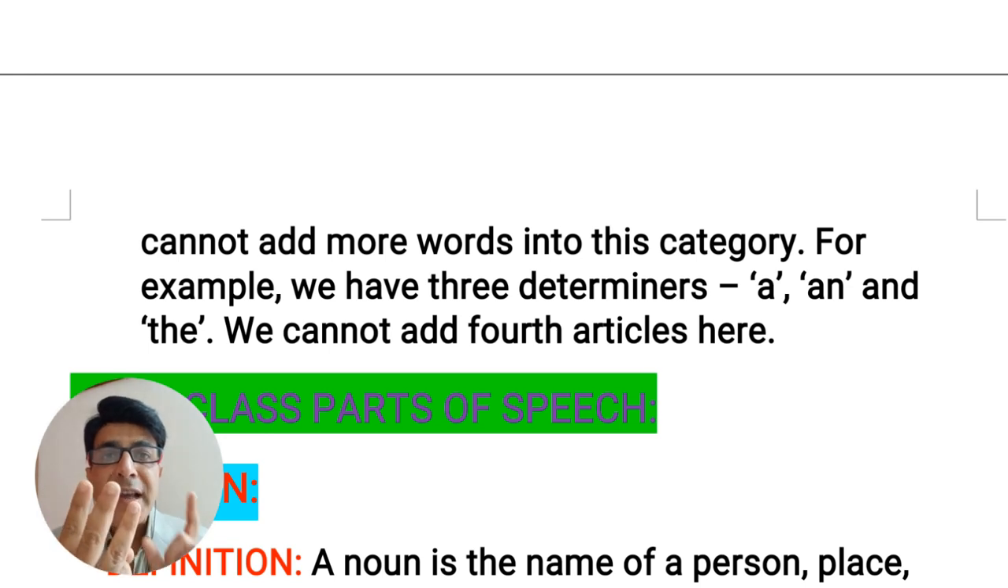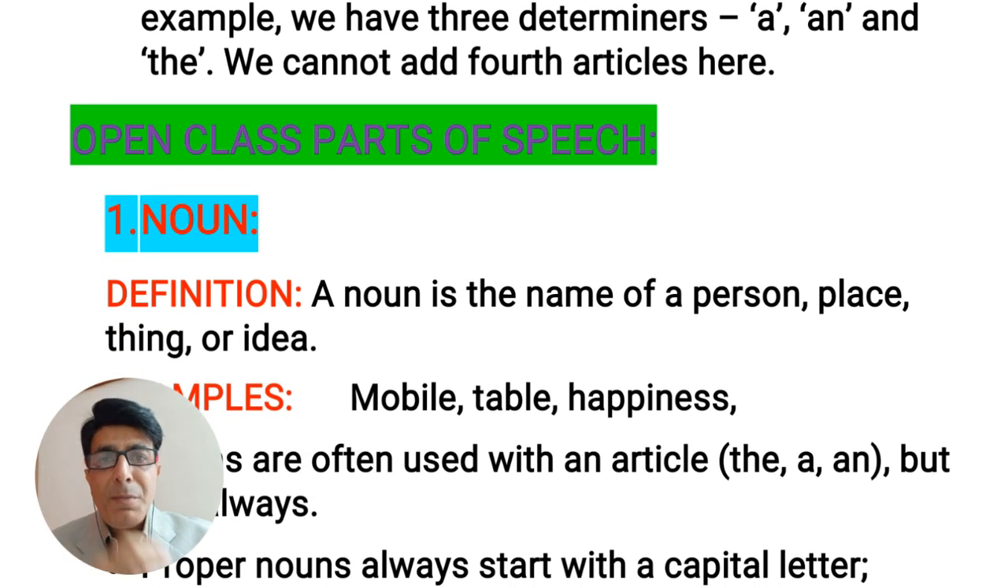Now you cannot add a fourth article or a fourth determiner into this. Why? Because they are fixed, and that's why they are known as closed class parts of speech. Now one by one we are going to discuss all these 8 parts of speech in the English language. First of all, we begin with open class parts of speech.